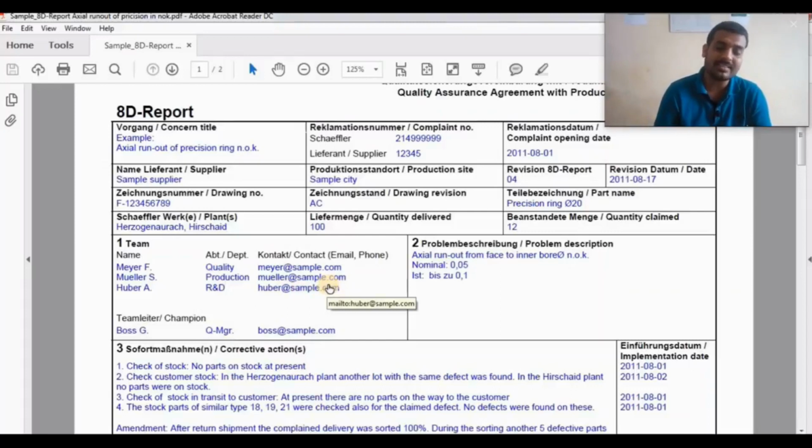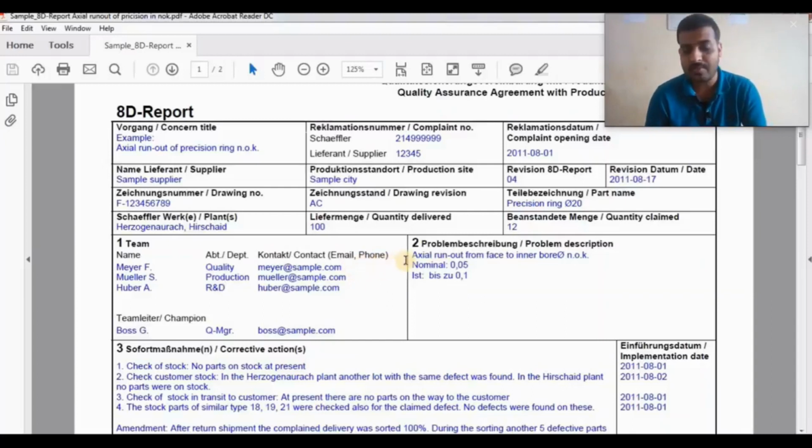Okay, so here in this sample 8D report they have not added the column of skills and responsibilities. Okay, no issue. Then the second problem: as I already mentioned in the D2 phase, that is the problem description phase, the fundamental problem definition should contain the product or process, then what is the problem, then at what place the defect is observed, and how much pain is there.